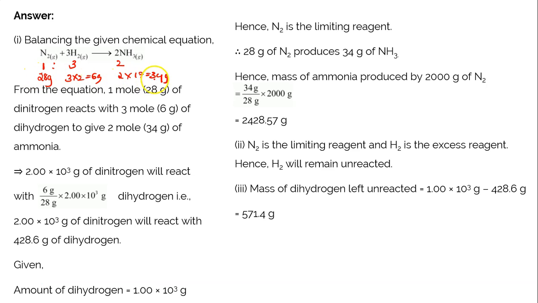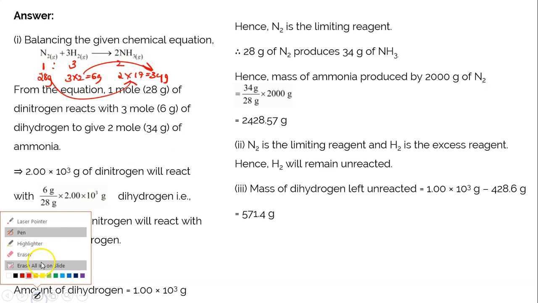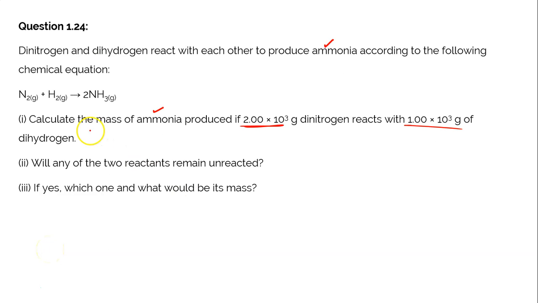So this is the mass of nitrogen, hydrogen and ammonia as per the balanced chemical equation. If you take 28 grams of nitrogen, you will be getting so many grams of ammonia. 6 grams of hydrogen, you will be getting so many grams of ammonia. Fine. So now in the question, what are they talking about? They are talking about the mass of ammonia produced when 2 into 10 power 3 grams of nitrogen reacts with 1 into 10 power 3 grams of hydrogen.